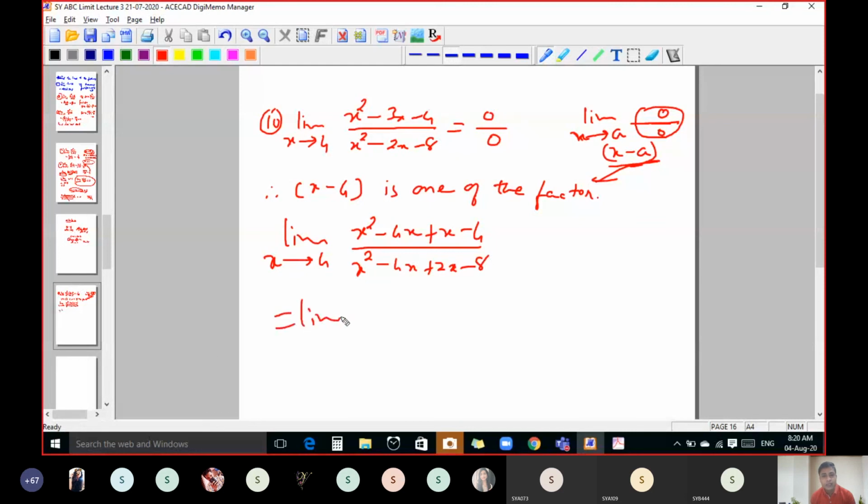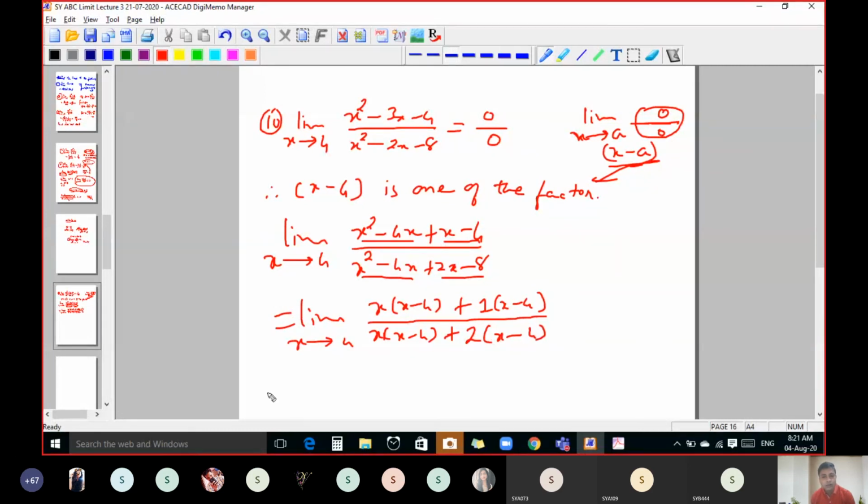And if we factor, what we get in the numerator, from the first two terms you can take x common, so we get x minus 4, and from the last two nothing is possible to take common, so let us take 1 common, so we get x minus 4. And here in the denominator once again take x common, so we get x minus 4. And from the last two terms of the denominator take 2 common, so we get x minus 4. So now in the numerator, what is the factor?